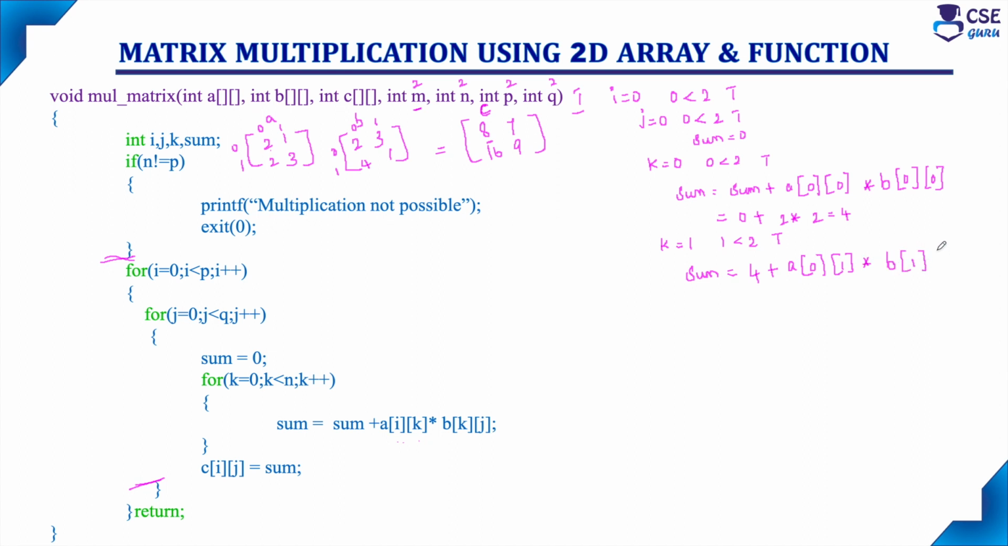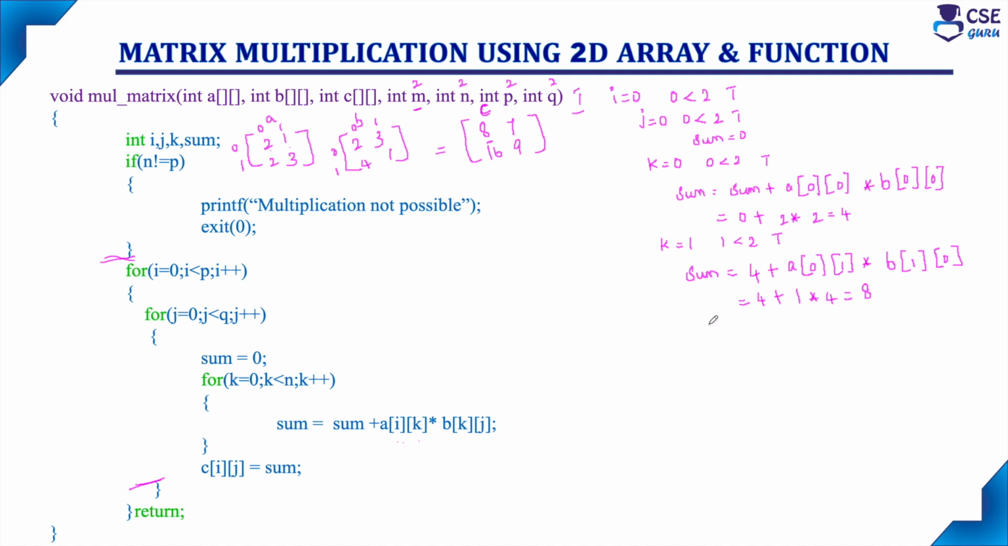K is 1 now. J is 0 only. Okay. So we will get 4 plus A of 0, 1 position. A of 0, 1 position value is 1 into B of 1, 0 position. B of 1, 0 position is 4. So we will get the value as 8.